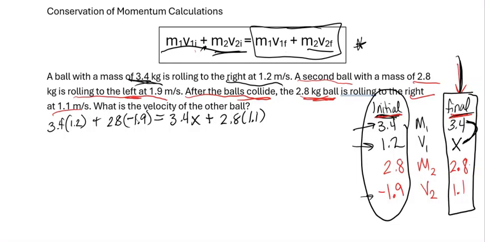So I'm first going to do 3.4 times 1.2 plus 2.8 times negative 1.9. And so the left side of my equation here turns out to be a negative 1.24. On my right-hand side, I can't multiply that out yet, so I'm just going to leave that as 3.4x, but I can go ahead and do the 2.8 times 1.1, and that gives me 3.08. Now, in order to solve this for x, I need to do some algebra, so I'm going to subtract the 3.08 from both sides.